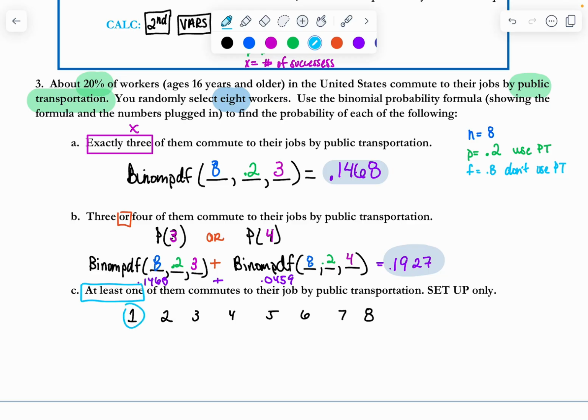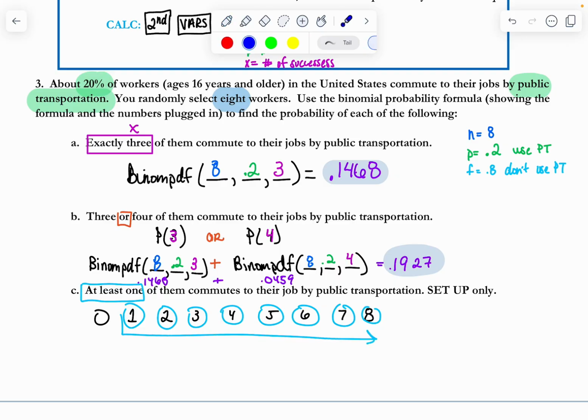So 1 or 2 or 3 or 4 or 5 or all of them. But what we're leaving out is the fact that it could have happened that none of them said yes, that they use public transportation. So we want the probability of all these guys of 1, at least 1 is 1 or greater. And we could do that. We could find the probability of 1 and put a 1 here.